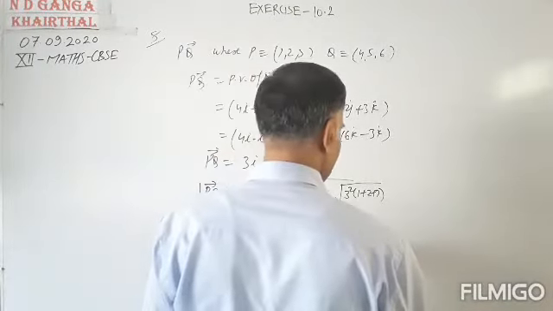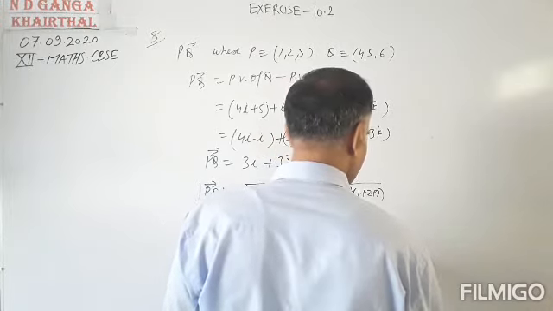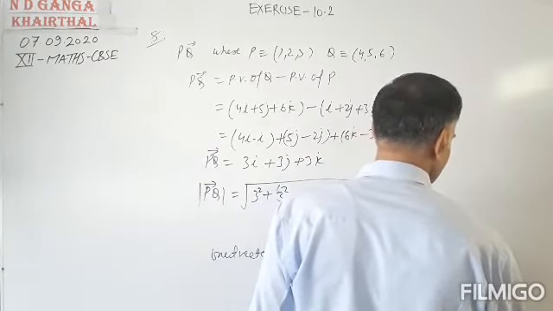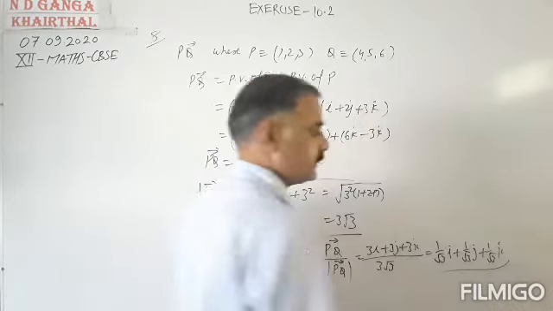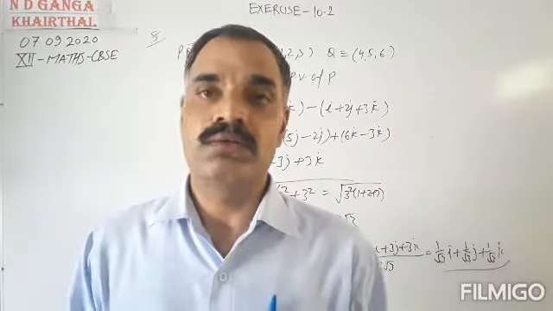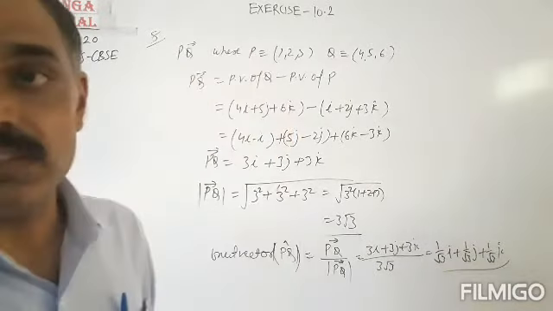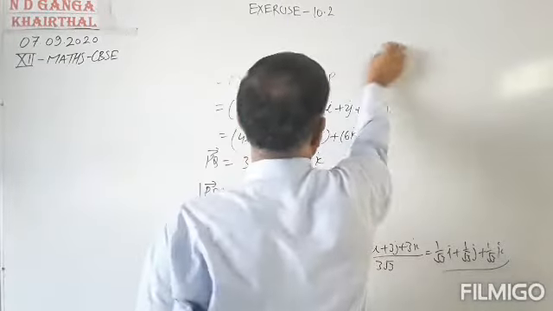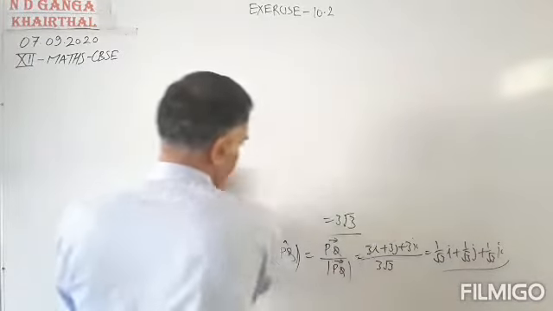Okay, so 3i cap plus 3j cap plus 3k cap divided by 3 under root 3 is equal to 1 upon under root 3 i cap plus 1 upon under root 3 j cap plus 1 upon under root 3 k cap. This is the unit vector in the direction of PQ vector. In this way we can find the unit vector. This was question number 8 of exercise 10.2.